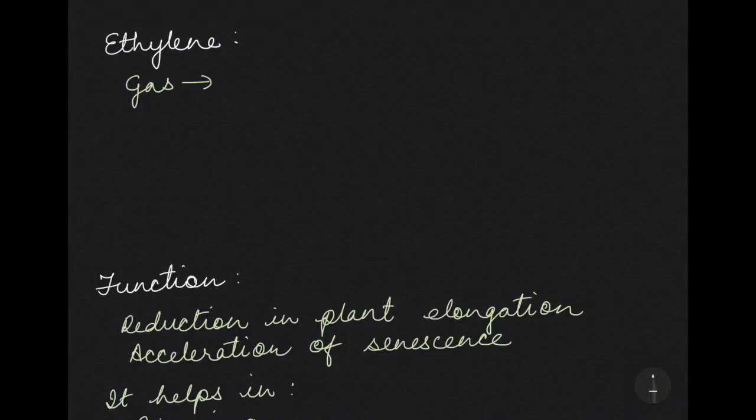The next plant hormone is ethylene. Ethylene is the only hormone which is a gas at ordinary temperature. It is produced in fruits and it remains in the same fruit.